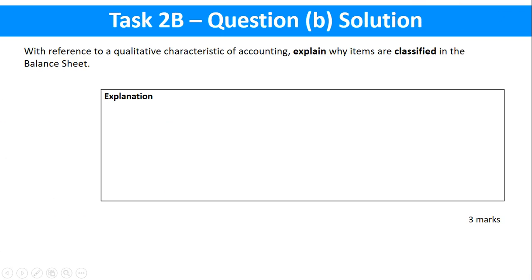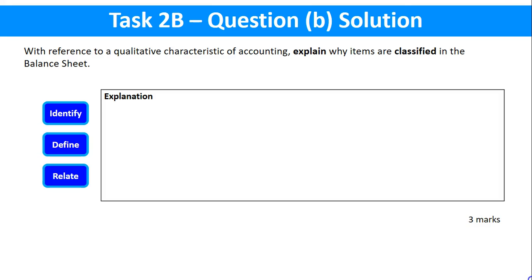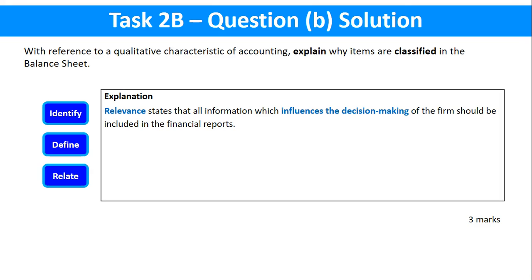Let's go and relate that to a qualitative characteristic of accounting. So let's identify a qualitative characteristic, define it, and relate it. So we're going to use relevance. Relevance says information which influences decision making should be included in the firm's financial reports. So we've identified and defined at the same time there. Let's go and relate that to this question though. What has that got to do with the classified balance sheet?